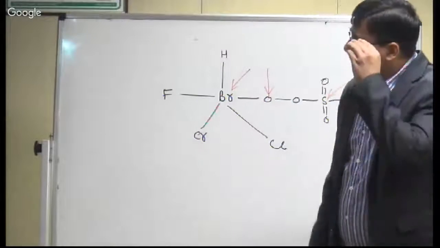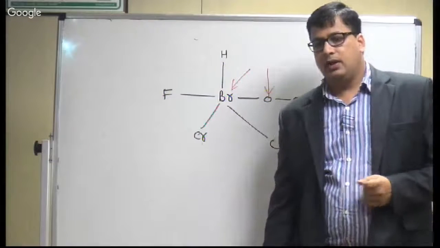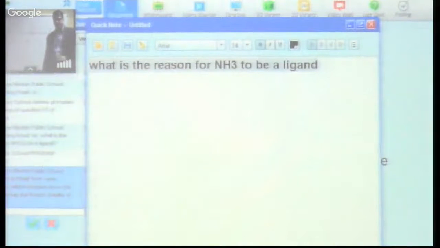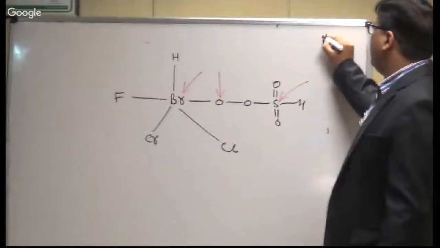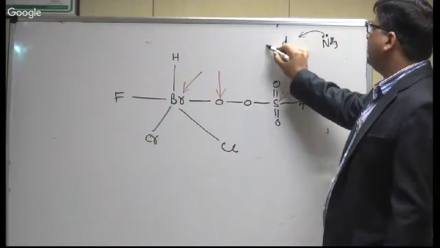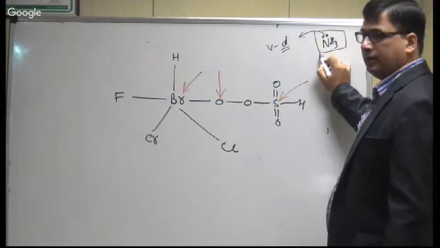What is the reason for NH3 to be a ligand? Actually, what is a ligand? How do you define a ligand? A ligand is any molecule which is able to donate a pair of electrons to d block elements or a vacant d orbital. Ammonia consists of a lone pair of electrons, so it can donate electrons to the vacant d orbital, right? So therefore ammonia acts as a ligand.